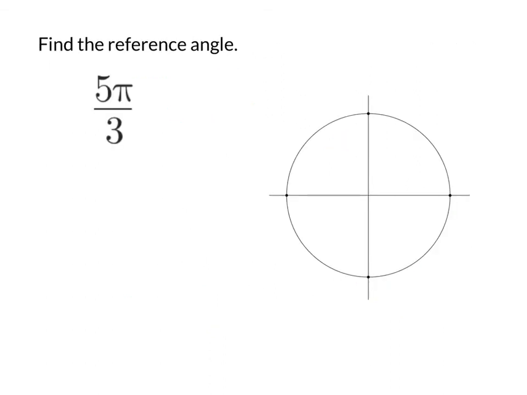So let's try a couple. Let's find the reference angle for 5 pi over 3. What's important is to recognize where 5 pi over 3 is. If we put it in standard position, here's pi. Remember that for thirds, that means we take our entire arc and break it into thirds. 1 pi over 3, 2 pi over 3, pi is 3 pi over 3. So we're going to have to continue to 4 pi over 3, and 5 pi over 3 would be right here.